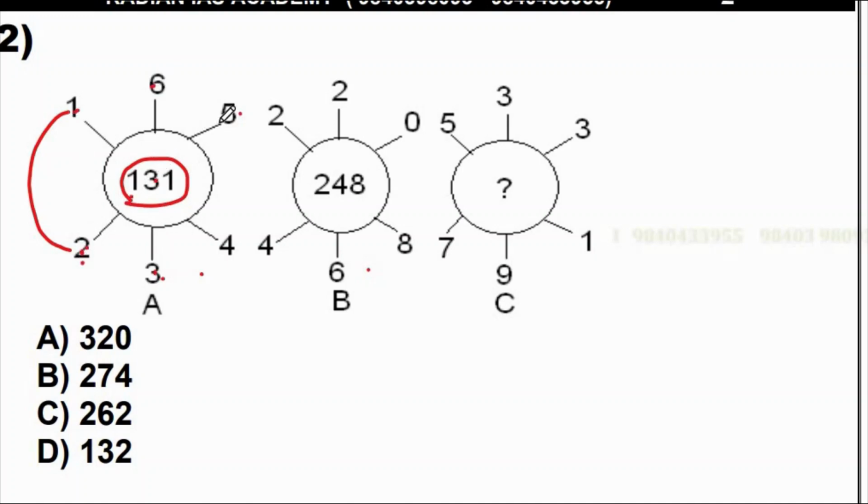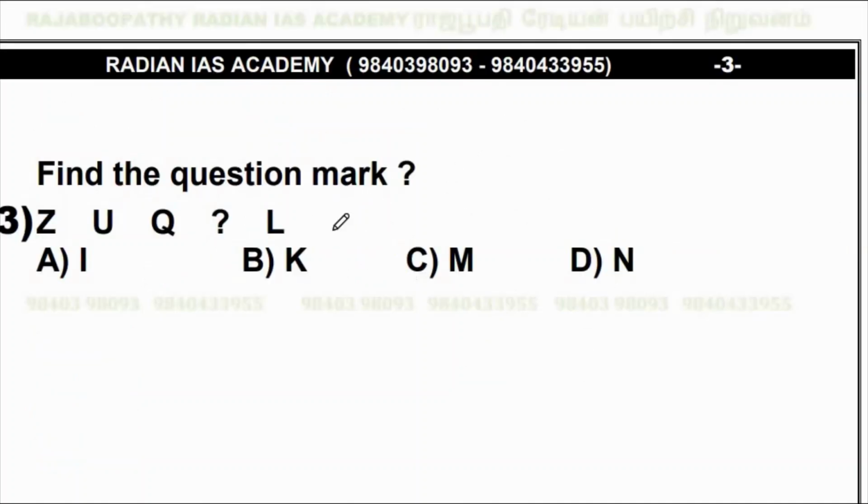The difference between 6 and 3 is 3. The difference between 5 and 4 is 1. Similarly, 2 and 4, 2. 2 and 6, 4. And 0 and 8, 8. Similarly, 5 and 7, 2. Now you answer. What is the answer? I told you everything. So 5 and 7, the difference is 2. 3 and 9, what's the difference? Then 3 and 1, what is the difference? Find the question mark. What will come in the question mark?